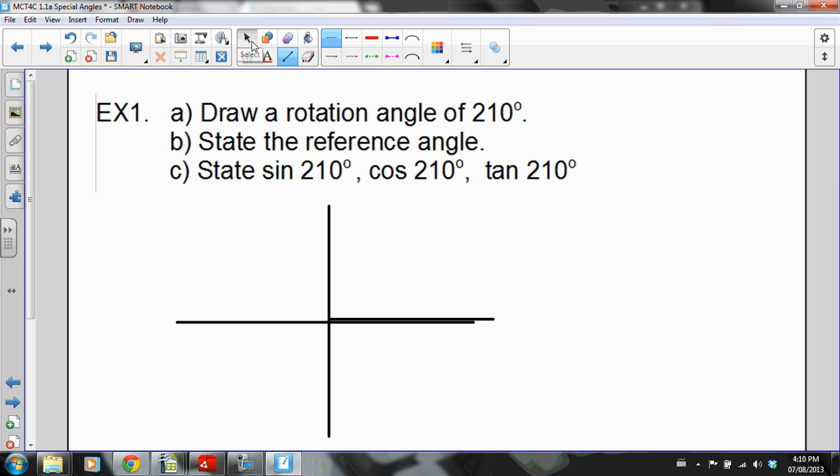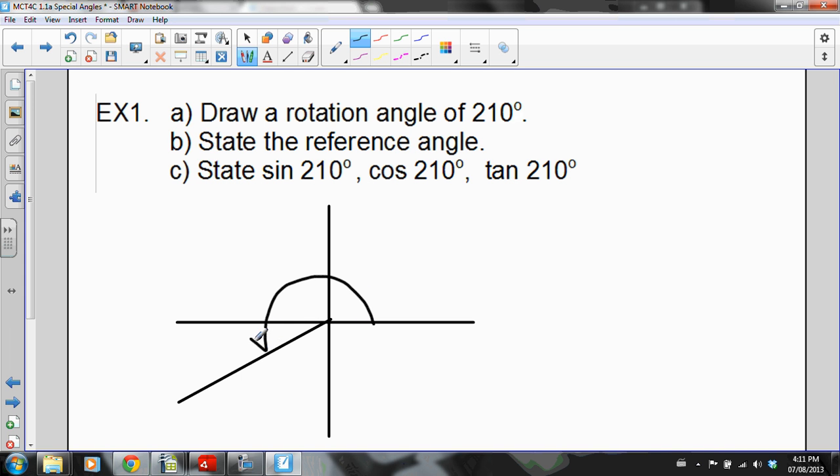If the second part rotated to here, well, that would be a 90-degree angle, right? 90, 180, and then 210 is a little bit more than that, isn't it? But it's not this much because that's 270. 180 plus 90 is 270, so it's in here somewhere, right? And then this angle, and I'm just guessing. I never got out a protractor or anything like that. That angle there is our 210-degree angle.